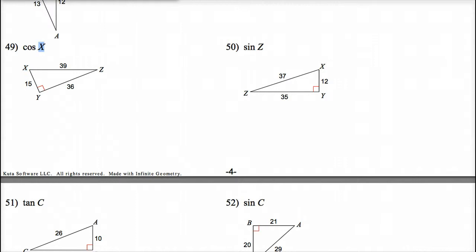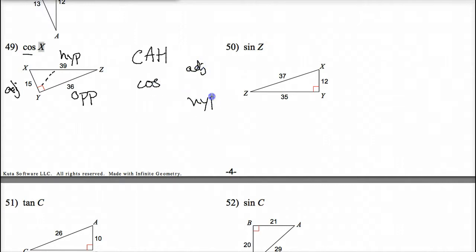For example, here's x. If I think from x, then what would 36 be? 36 is across from x, so this one would be my opposite. And this would be my hypotenuse, because it's across from the 90-degree angle. There's my hypotenuse, and here's my adjacent. Then I'm just asking myself what kind of relationship it is. Cosine is the adjacent over the hypotenuse.